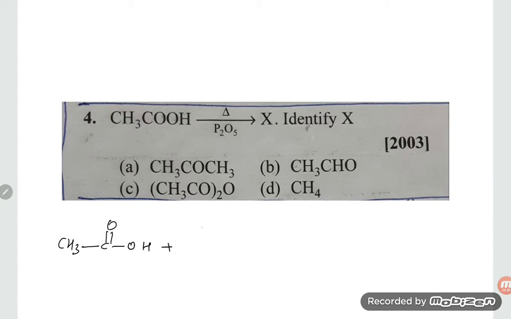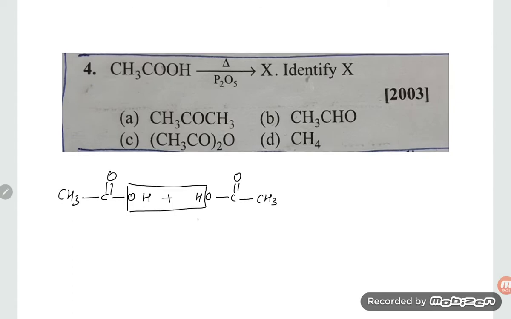Take one more molecule, student. So what will be there is CH3 C double bond O, and here is OH, right? So here you see this one is there. It is going to lose a water molecule, in the presence of what you are taking, phosphorus pentaoxide, P2O5.